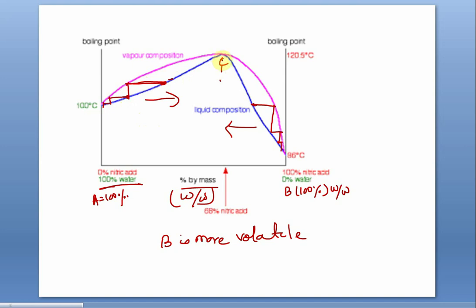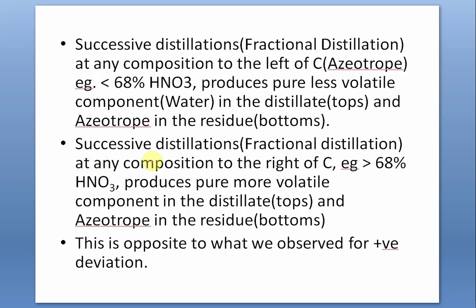The moment it reaches C, nothing can happen. Similarly, if I give you successive distillations or fractional distillation at any composition to the right of C, greater than 68% nitric acid, it produces the more volatile component, that is nitric acid, in the distillate, and the same azeotropic mixture in the residue at the bottoms. This is opposite to what we observe for positive deviation.